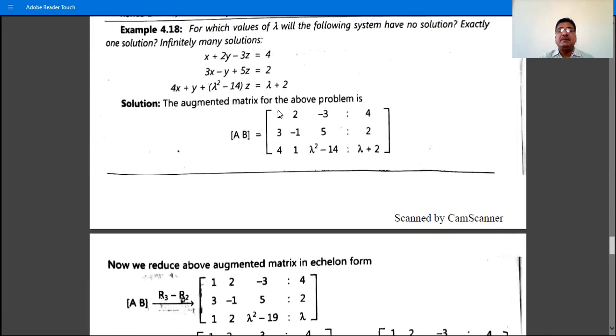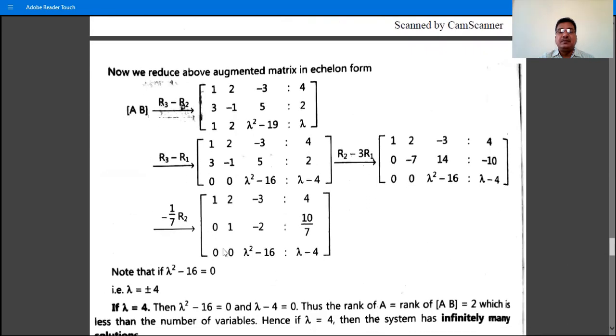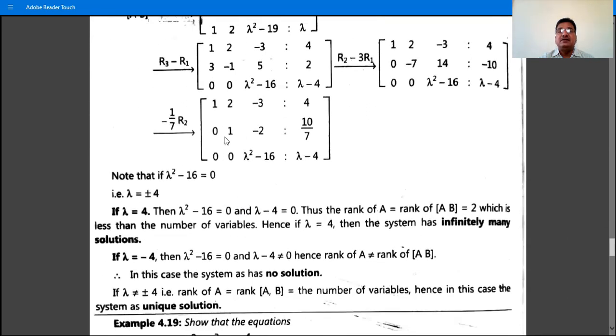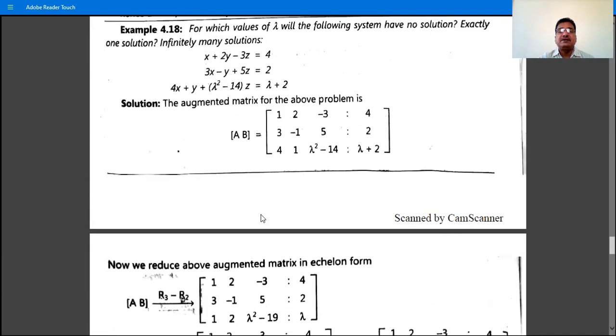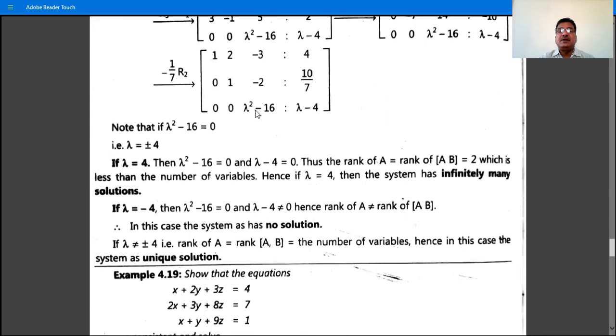First reduce this element to 1, it is already 1. Then reduce this 3 and 4 to 0. These are the operations, R3 minus R2 and R3 minus R1. So we have 0 at these two places, 0 at this place, 1 at this place, and this is the echelon form. By your procedure, step by step, reduce the matrix to echelon form. This is an echelon form, because lambda square minus 16 is equal to 0 or a non-zero quantity.